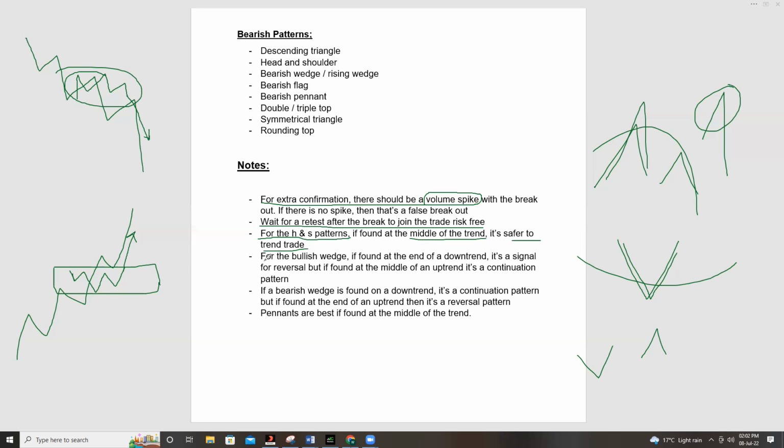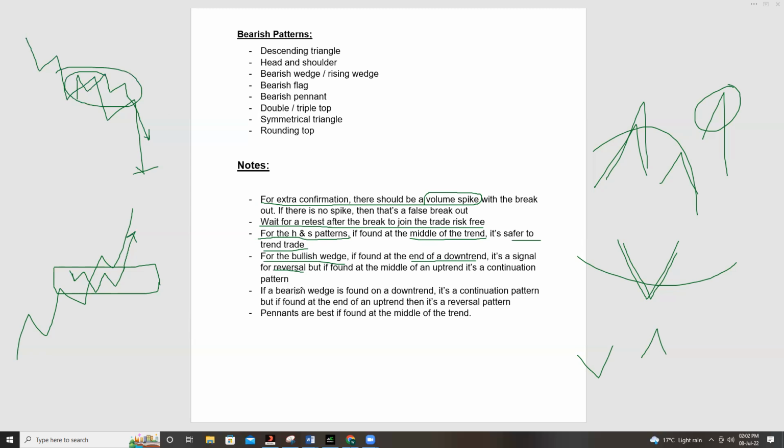Point number 4, for the bullish wedge, if found at the end of a downtrend, it's a signal for reversal. Okay, for the bullish wedge, if it's found here, then it's a reversal pattern. But if it's found at the middle of an uptrend, again, it's a continuation pattern.